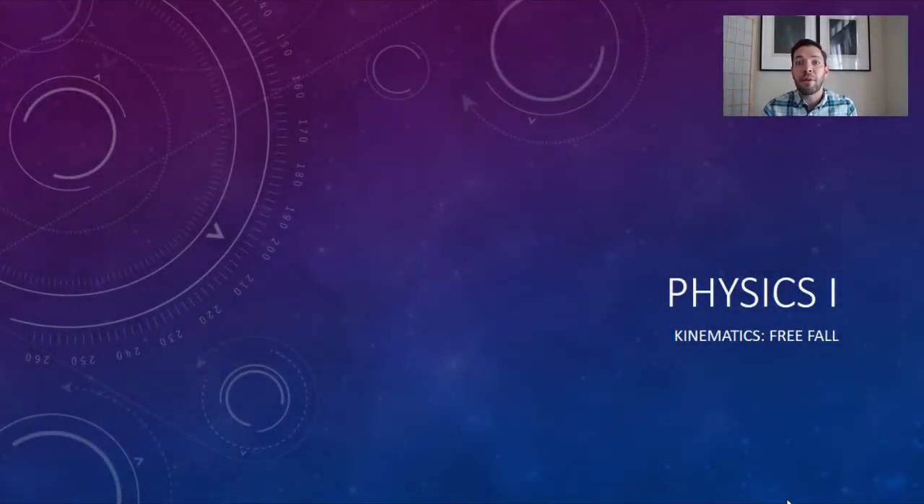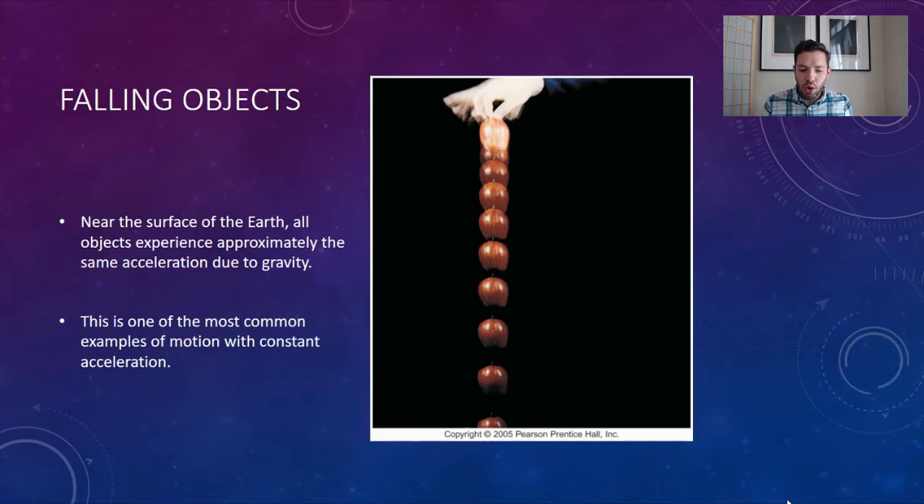Today I want to talk about a special type of situation in kinematics called free fall. What that means is when an object is falling under the influence of gravity, and the only force acting on it is gravity. Near the surface of the Earth, within a couple hundred feet, all objects, no matter what their mass is, experience the same acceleration due to gravity.